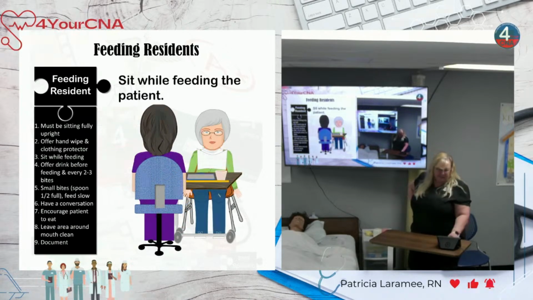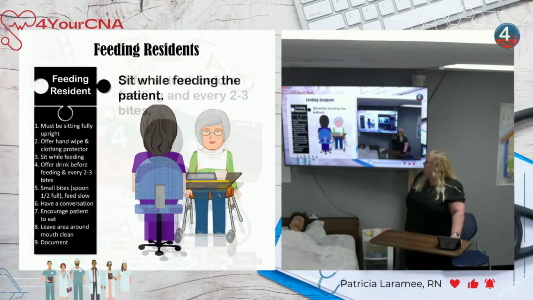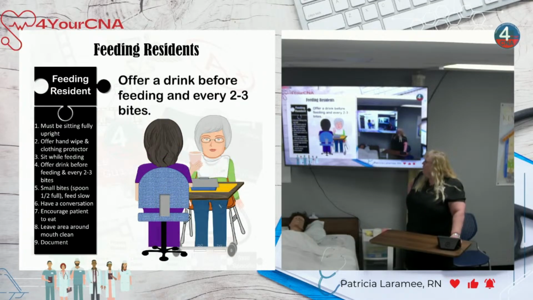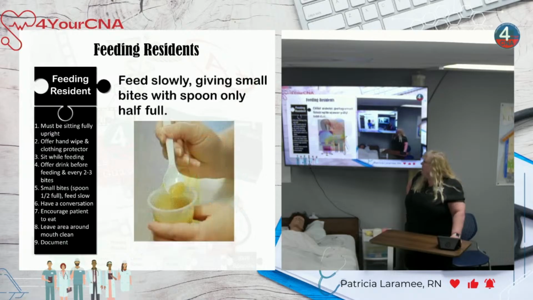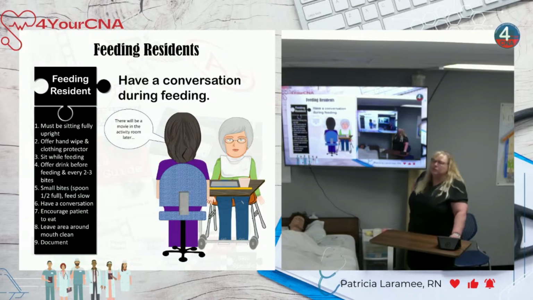We're going to sit and face the patient. We're going to offer a drink before feeding and every 2 or 3 bites. The spoon should be less than half full. And you want to give them time to chew and swallow while you're feeding them. Have a conversation. Doesn't have to be real, but you have to have a conversation.